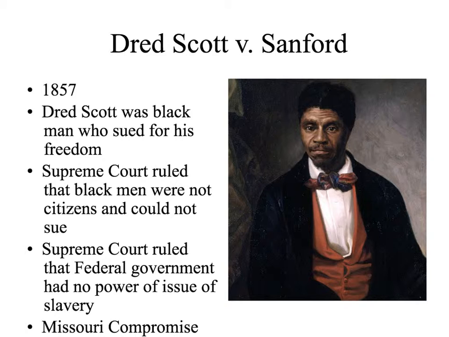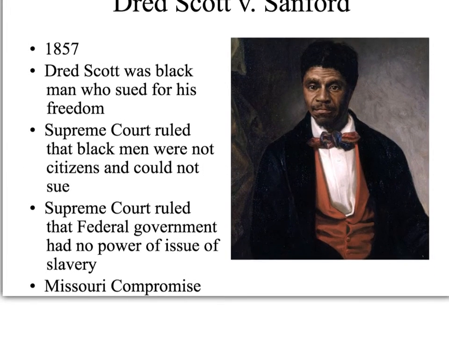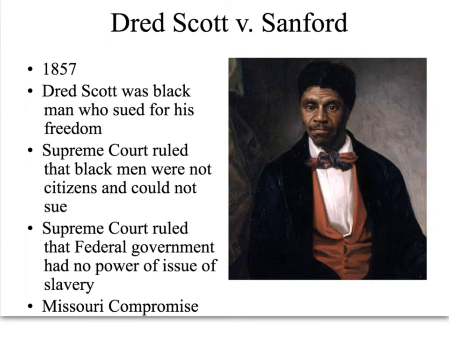Another thing that the Supreme Court ruled was that the federal government actually had no power to decide on the issue of slavery, and that they should not have made a decision. And they actually ruled that the Missouri Compromise itself was unconstitutional because the federal government did not have the power to actually ban slavery from happening above the 36th parallel.